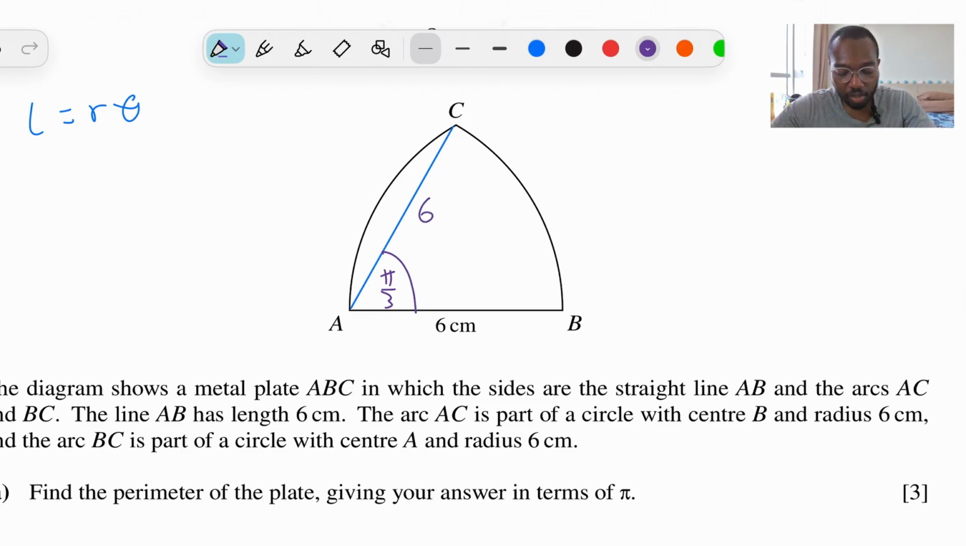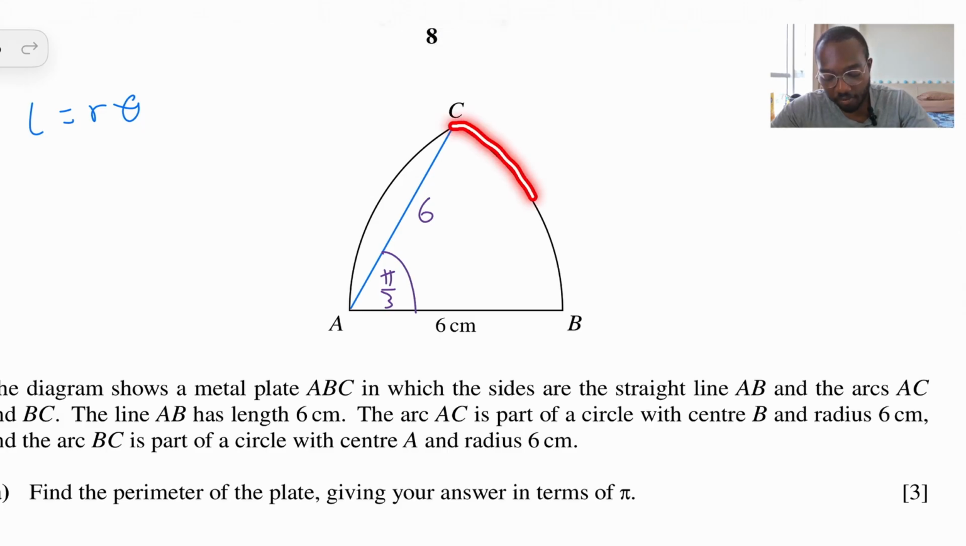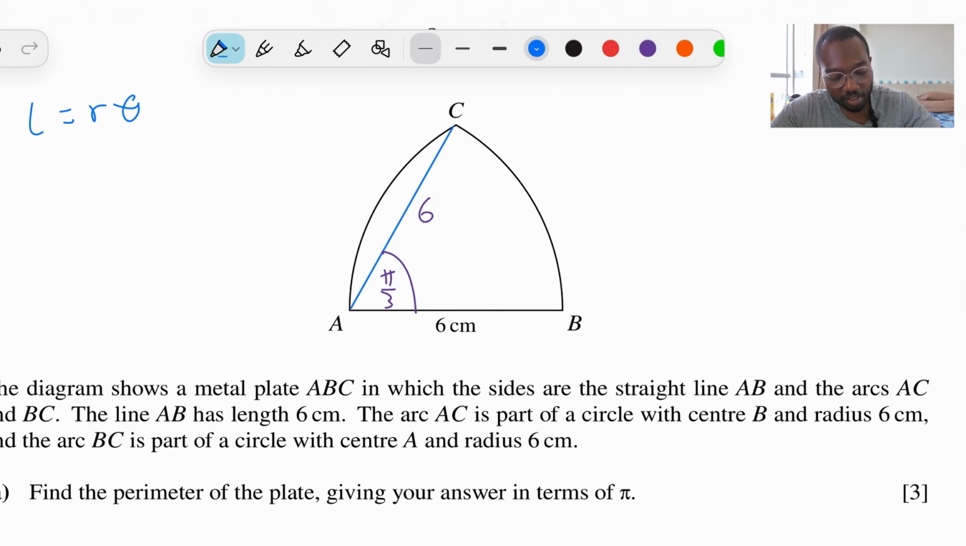in the question. Well, now we can actually work out what this arc length is, okay? Because it's just going to be arc length is r times theta. Well, we know r is 6. We know the angle now is pi over 3. So it's just 6 times pi over 3, which therefore gives us 2 pi. So we know the arc length now.